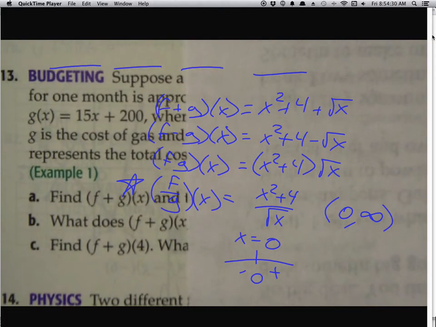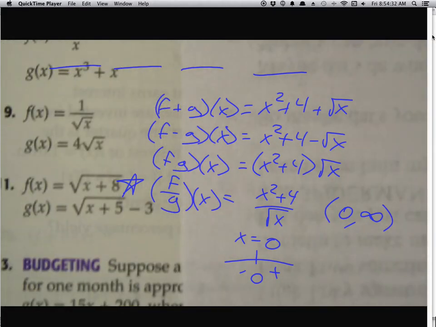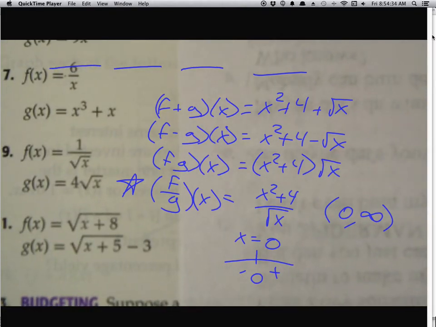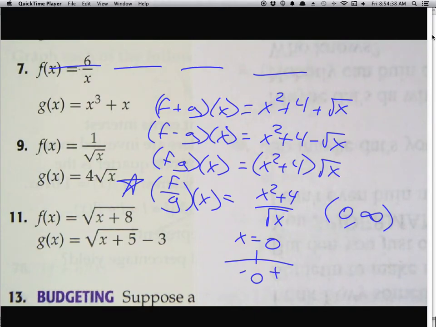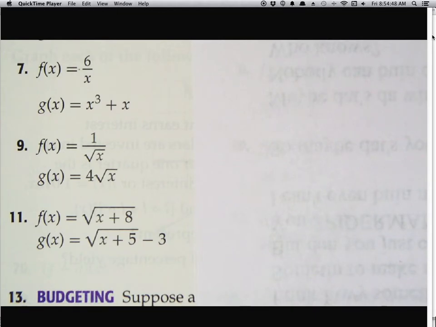Let's do number 9. So let's work number 9. All right, number 9. My two functions are f of x equals 1 over the square root of x, and g of x equals 4 radical x. So I want to add, subtract, multiply, and divide.